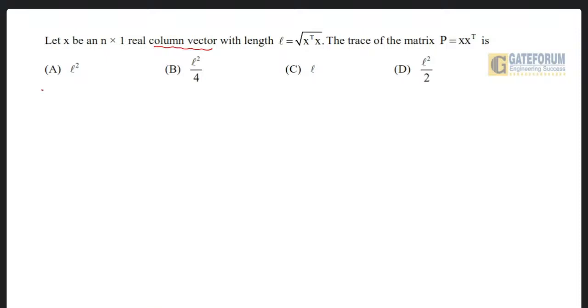The solution is, here X is a column matrix. Column vector means column matrix, n cross 1: n rows, 1 column. So sometimes we have to consider a particular case, that is a 2 cross 1 matrix, a 3 cross 1 column matrix. n cross 1 means we don't know the n value.